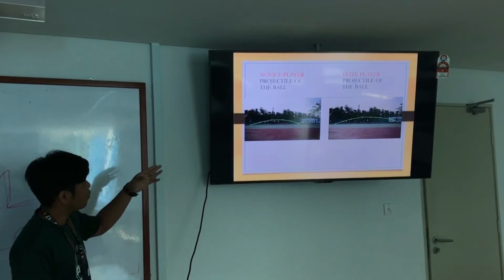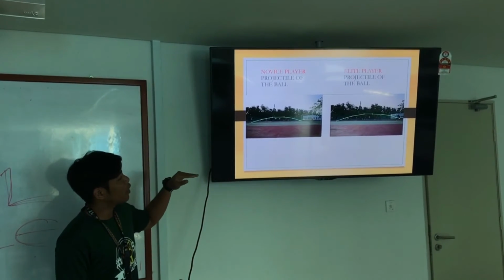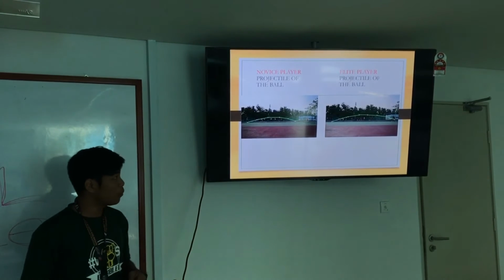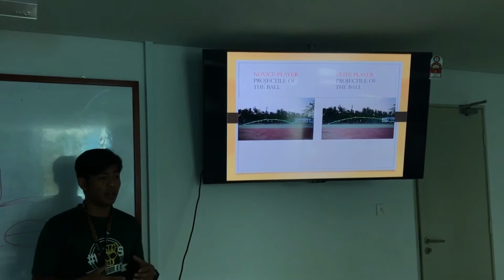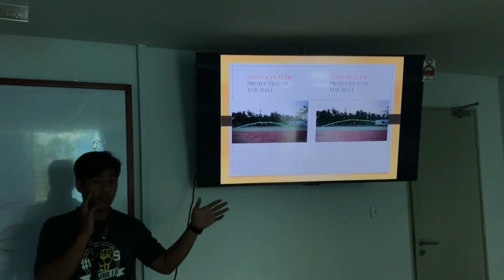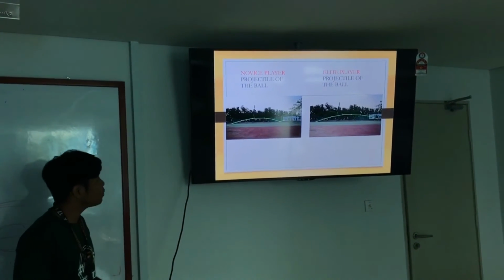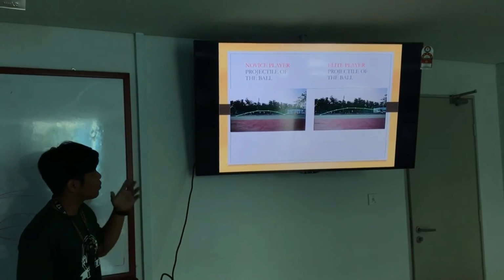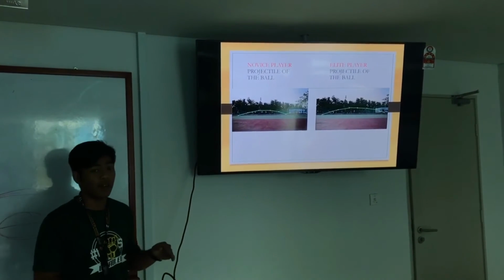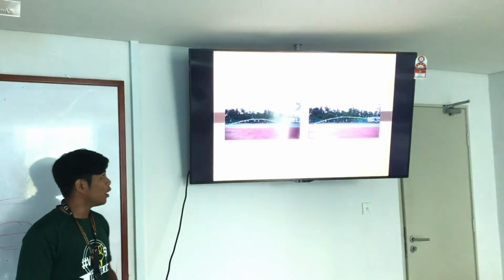As you can see, at the novice player, the ball projectile only travels 10 meter from the starting point. So with 10 meter, basically the ball does not reach the second player, and the ball bounces to the left of the second player who receives the ball. As you can see in the left picture, the projectile of the novice player's ball is not high enough. When the projectile is not high enough, the ball cannot reach the second player.